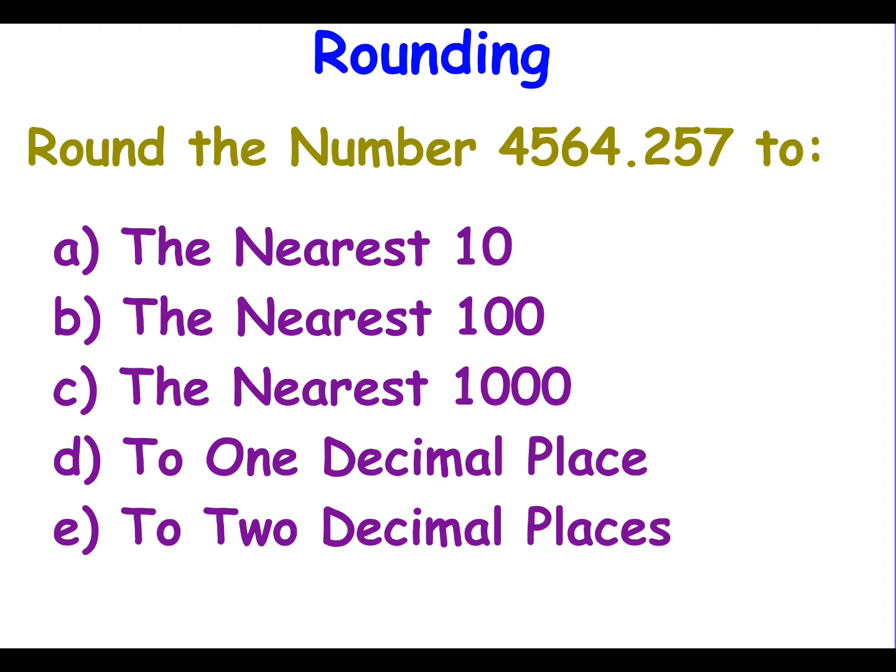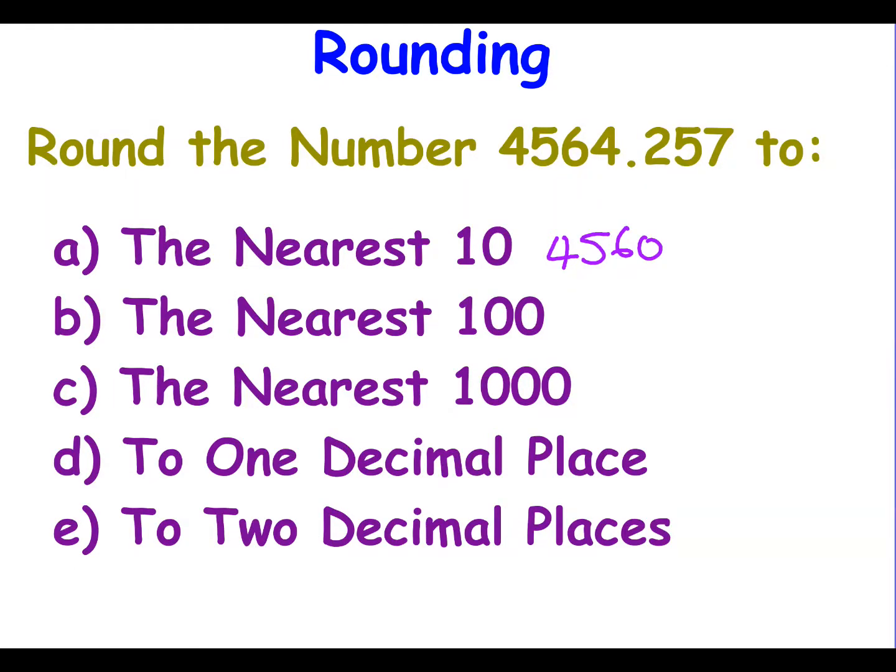Now we're going to do a couple for you to try. We're going to round to the nearest 10, 100 and 1,000 just so you remember that skill from previous, but then I'd like you to round these numbers to 1 and 2 decimal places. So let's do these one at a time. To round this number, 4,564.257 to the nearest 10, we go to the tens and look at the next number along. Now, because the next number along is a 4, we keep the 6. So it becomes 4560. And we don't have to look at anything after that.